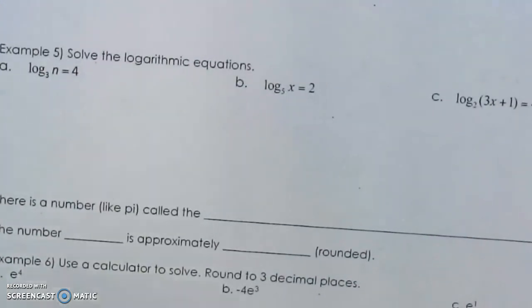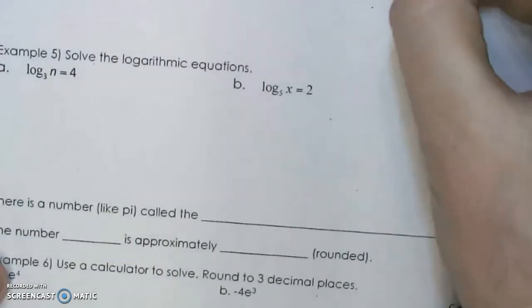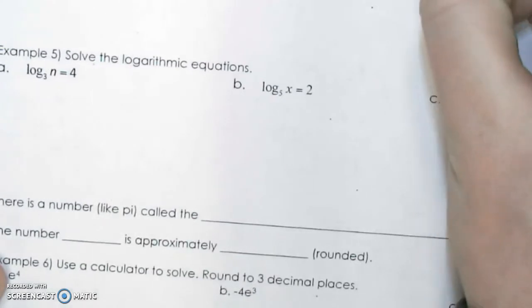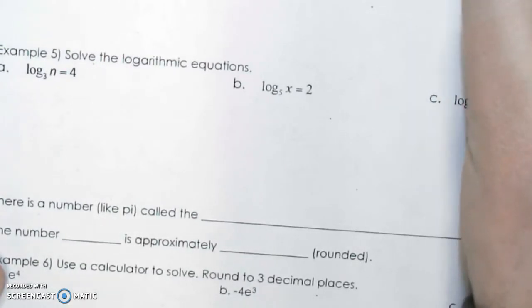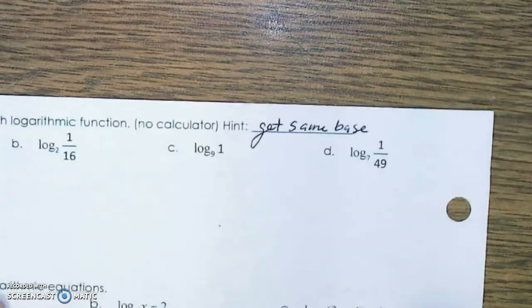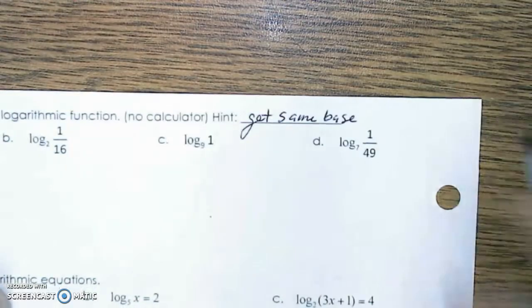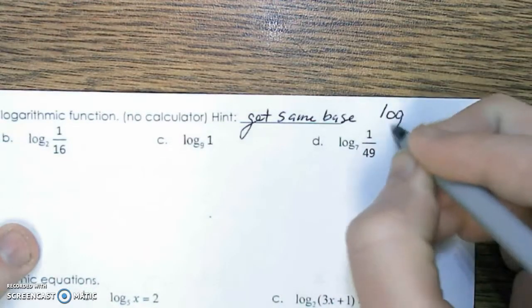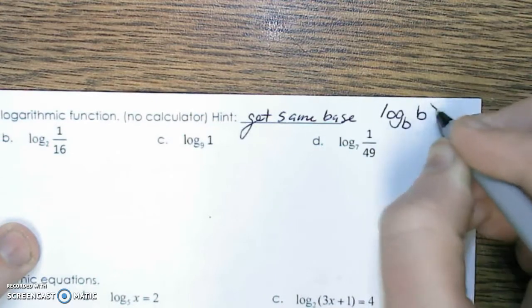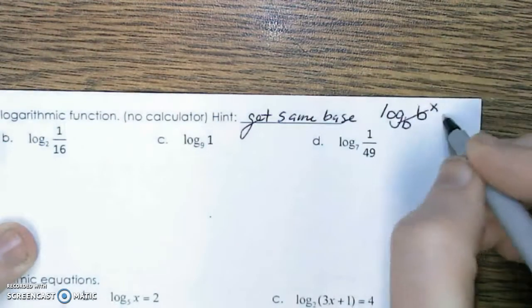All right, let's turn it over. Here, our helpful hint is that you want to get the same base. The hint is to get the same base, because if you have log base b of b to the x, the log base b of b cancels, and you just get x.